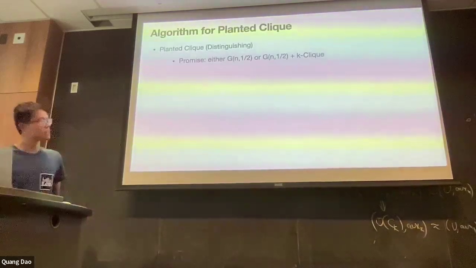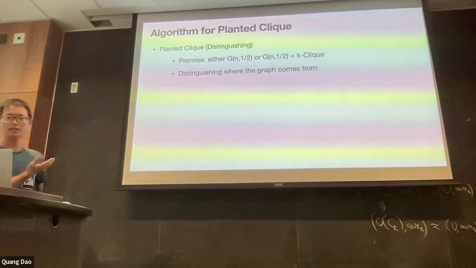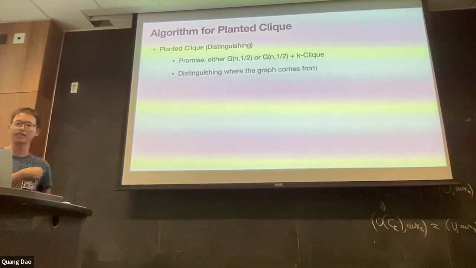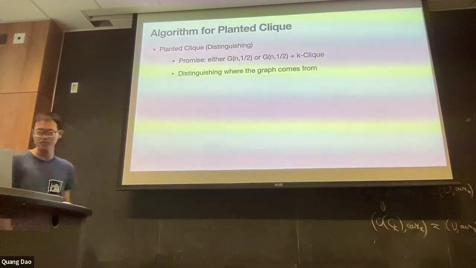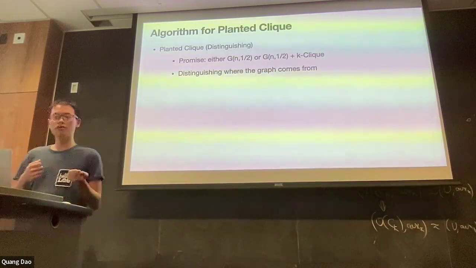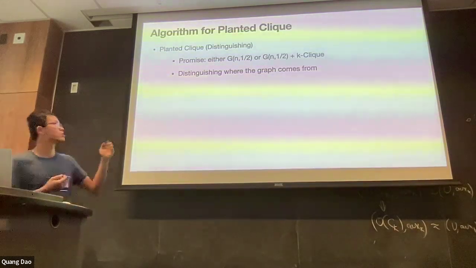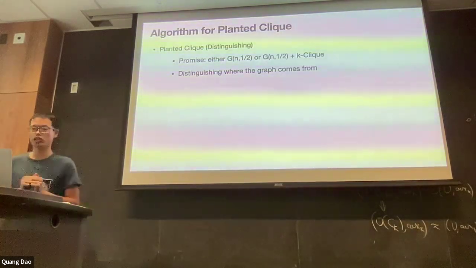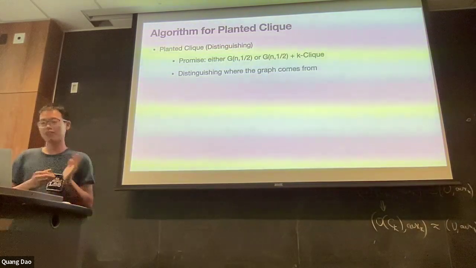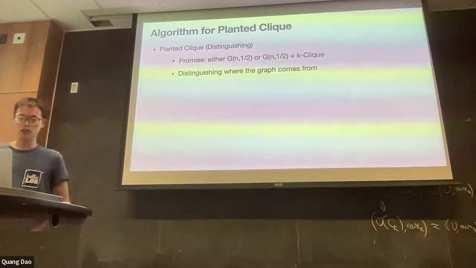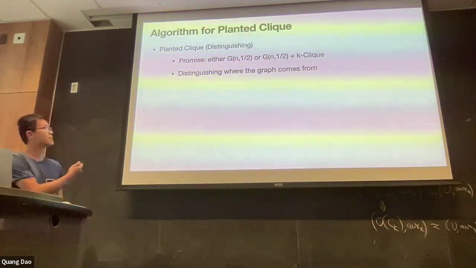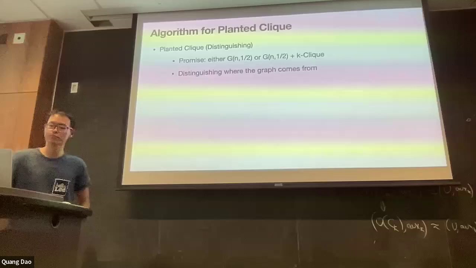And let me tell you about this spectral algorithm. In fact, I'm going to, instead of considering the search question of finding the actual planted clique, consider a slightly weaker question of distinguishing. I'm going to give you a random sample that is promised to come from either of these two distributions. The first one is the genuine distribution of G(n,1/2), while the second one is G(n,1/2) with a clique planted in. And the algorithmic task I want to solve is whether you can distinguish where the graph comes from.